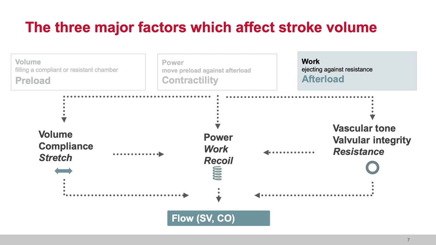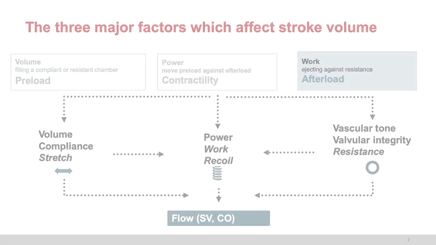But what we're talking about in this module is ventricular work. The work the ventricle has to perform to eject against resistance. And 3 major components of that is the vascular tone, the valvular integrity, and of course, the preload that you're moving against the afterload. See how cool that is? Preload before ejection, afterload after ejection.